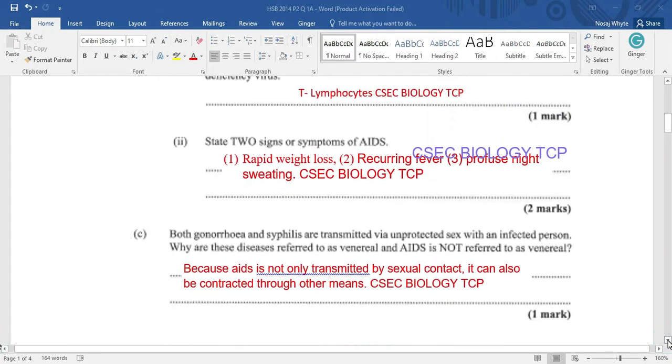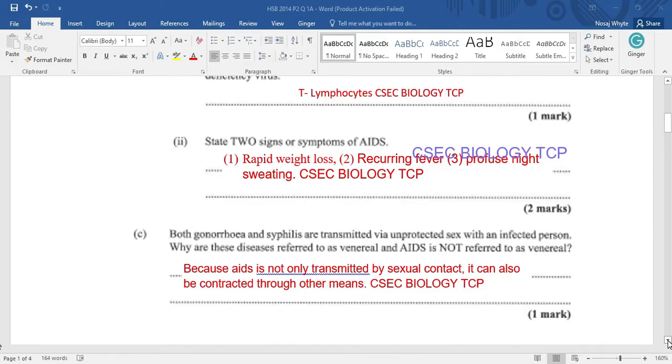Both gonorrhea and syphilis are transmitted via unprotected sex with an infected person. Why are these diseases referred to as venereal and AIDS is not referred to as venereal? Now, what I've come across in teaching this concept is that students understand non-venereal to mean not or the reverse of venereal. Now, it should not be interpreted as non meaning not in this particular case.